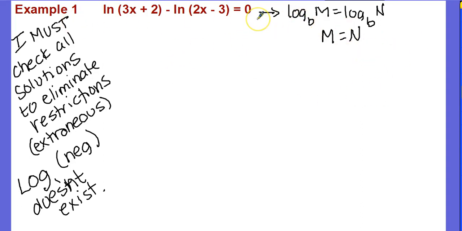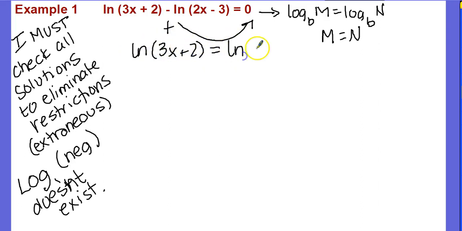So that's the conditions. Did you get the conditions? You got logs and a 0. Put a log on each side, drop the logs. So that's what we're going to do. So we're going to add the natural log to that side. So we have the natural log of 3x plus 2 is equal to the natural log of 2x minus 3 plus 0. I don't need to write plus 0. So if I can create that condition, I have made this a lot easier on myself. So since these logs of these numbers are equal, then the numbers are equal.